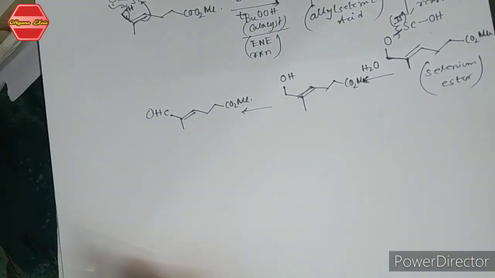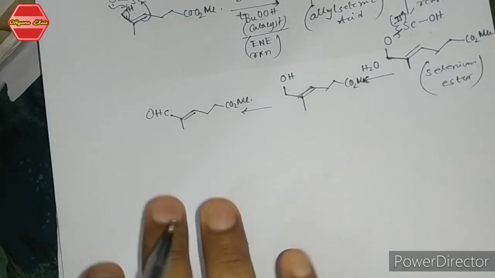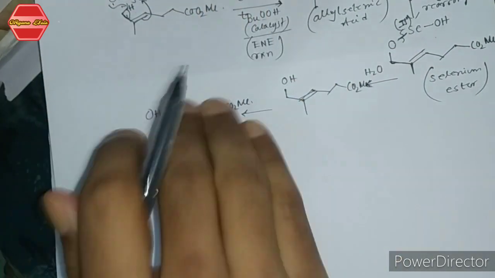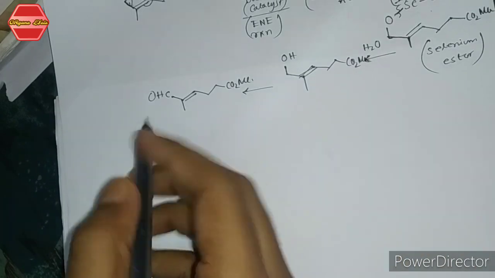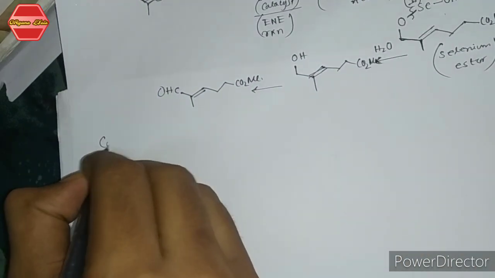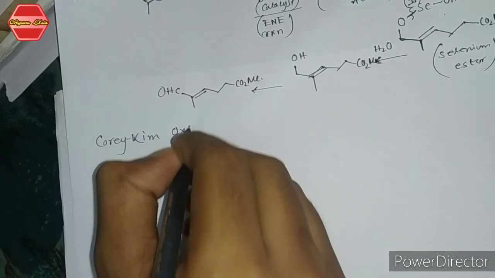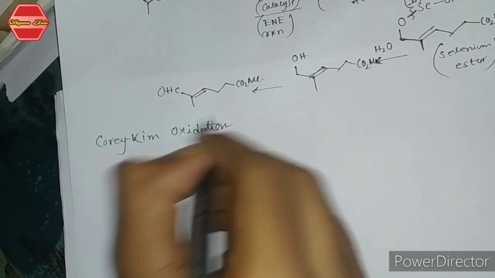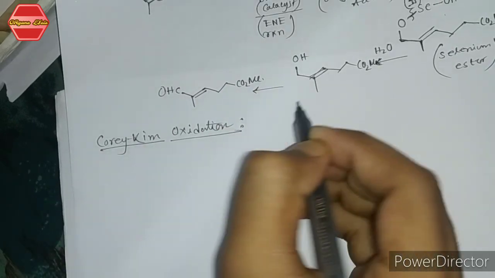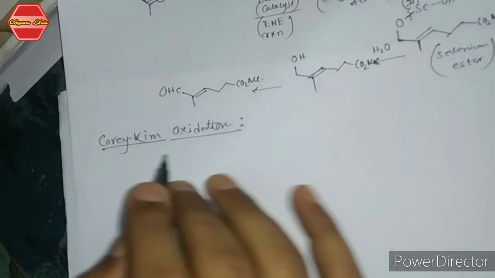Now we are coming to the next important reaction, that is Corey-Kim oxidation, which is very important for competitive exams. So this is called Corey-Kim oxidation. Now see what type of reagent is used in this Corey-Kim oxidation.